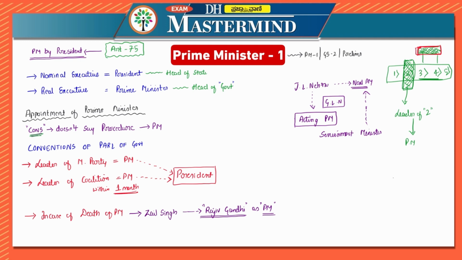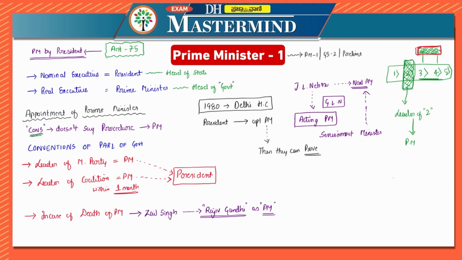Now, there was one very important judgment which came in 1980. This was by Delhi High Court. Now, what was this judgment which came in 1980 by Delhi High Court? It said that the president can appoint Prime Minister first, and then they can prove confidence. It is not needed to prove first and then be appointed as Prime Minister.